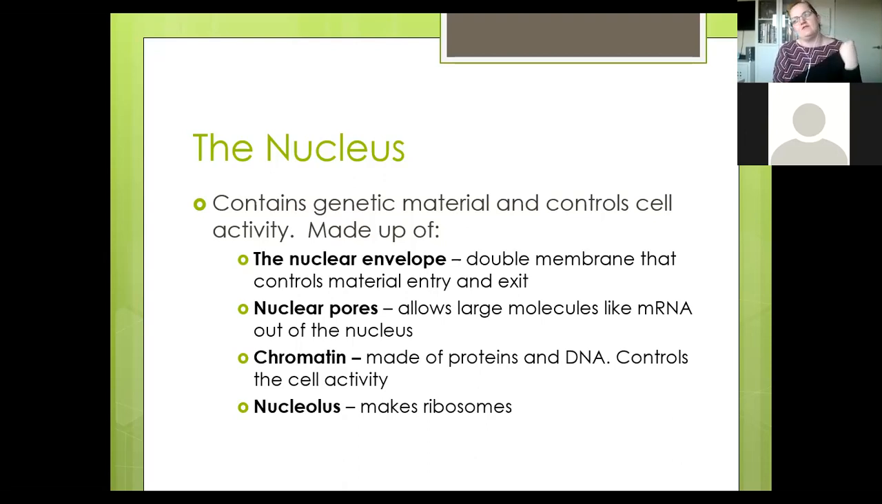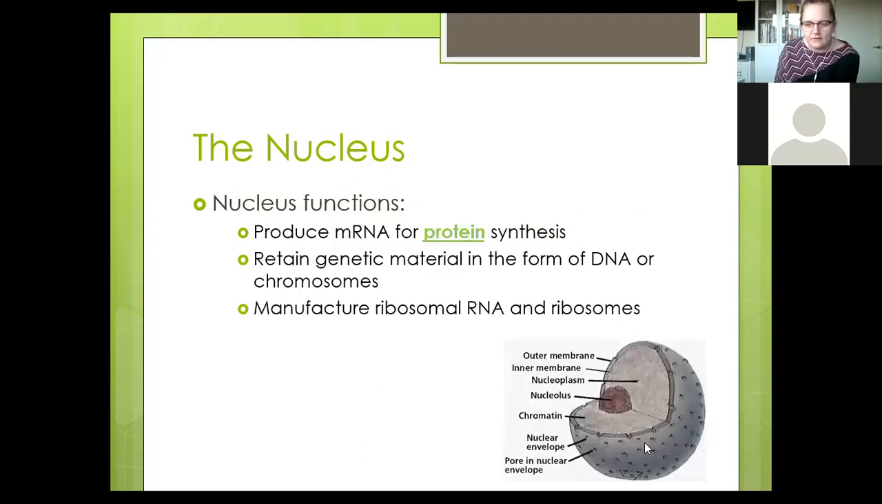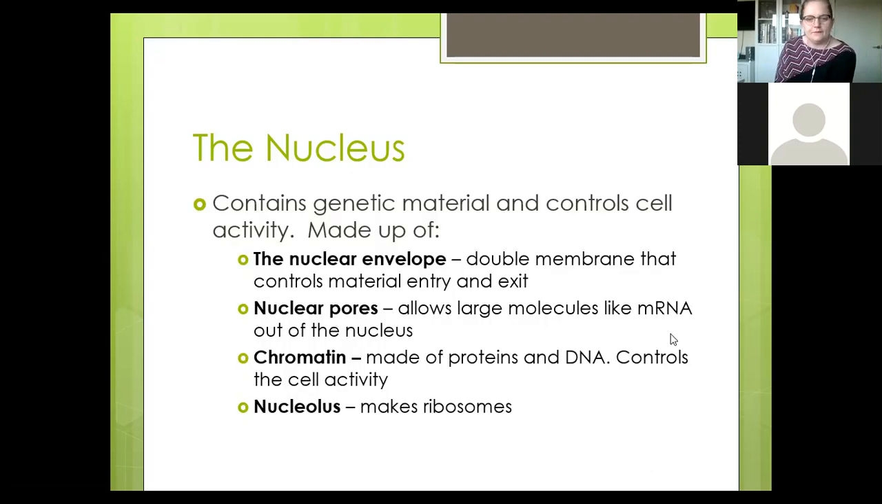Some things will be able to diffuse in, diffuse out. mRNA is too large a molecule to just diffuse out, so we have these pores. If we look at this image here, these little circles that we're pointing at, these pores are how the mRNA leaves the nucleus. So those nuclear pores are what allow our mRNA to actually go out and leave our nucleus.